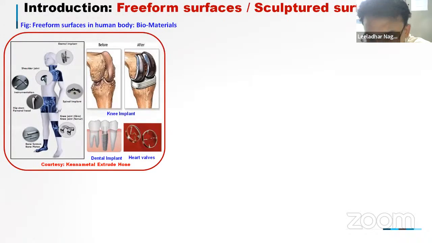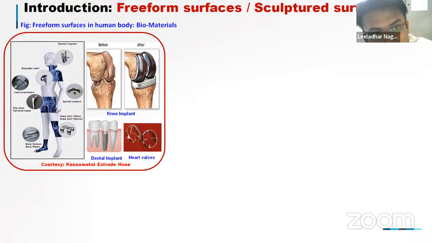Okay, now the very important thing is, what is a freeform surface? What are sculptured surfaces? In my first slide, you can see these human implants. These are human implants basically. You can see this is the shoulder joint, this is the hip joint, this is a knee joint, and other parts are also there. All these are freeform surfaces in the human body, and all these materials are biomaterials.